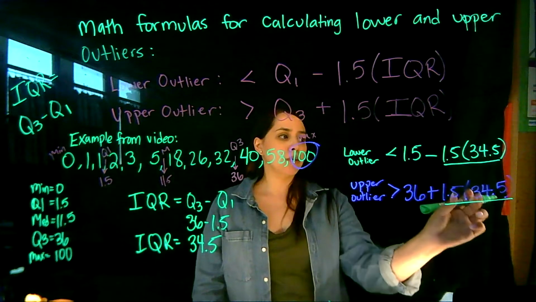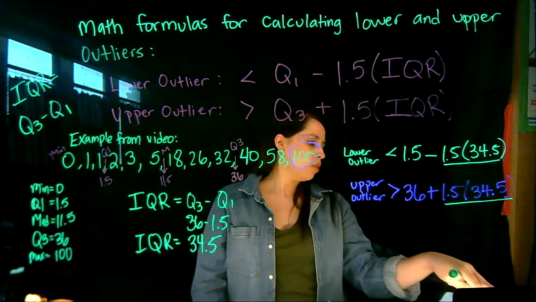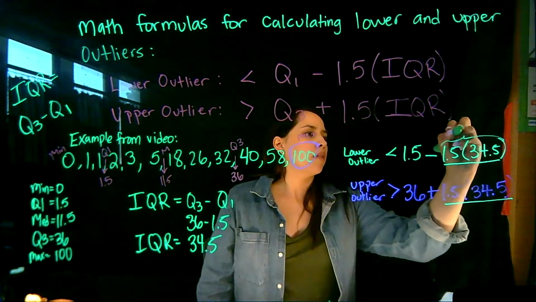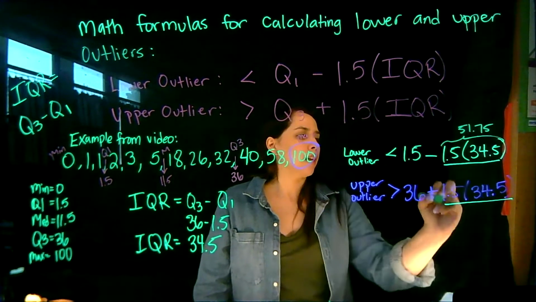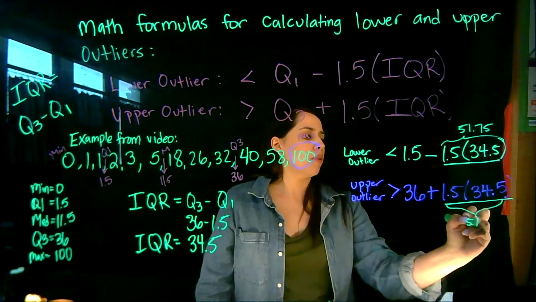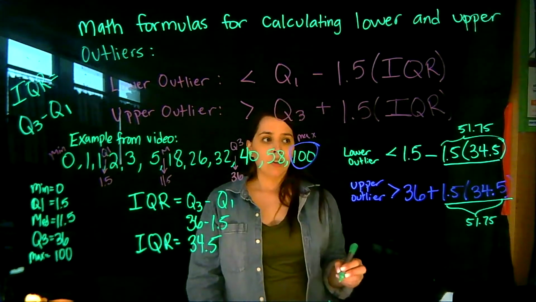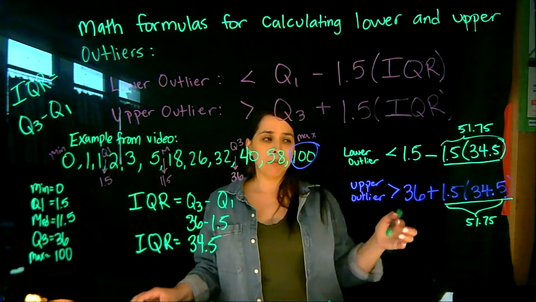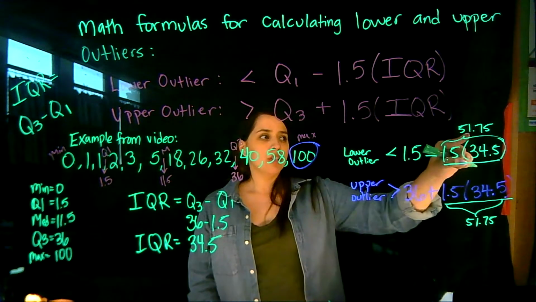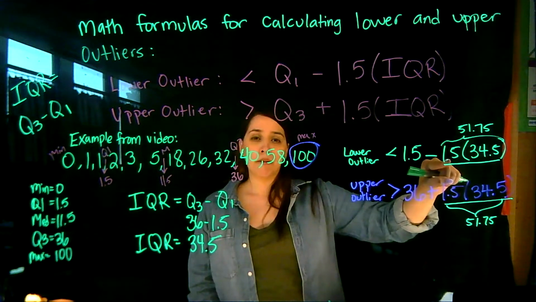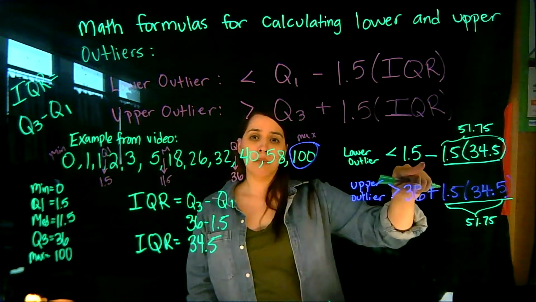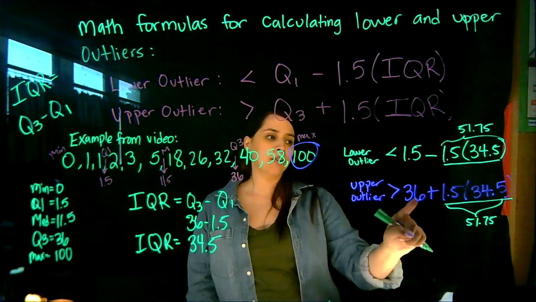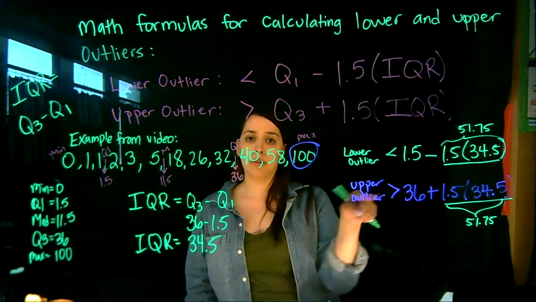If you put these numbers into a calculator and multiply them, you get 51.75. So this number is 51.75, and this number is also 51.75. So in a way, you can do both of these formulas in 2 steps instead of multiple steps. You can just get the interquartile range times 1.5 and then take 1.5 away from it. You just have to be careful with that negative. And then in the next step, add 36, or Q3, to it, and you'll see what the limit is.